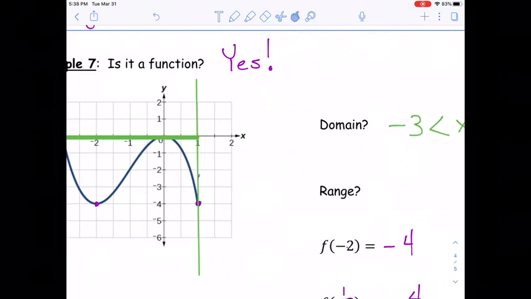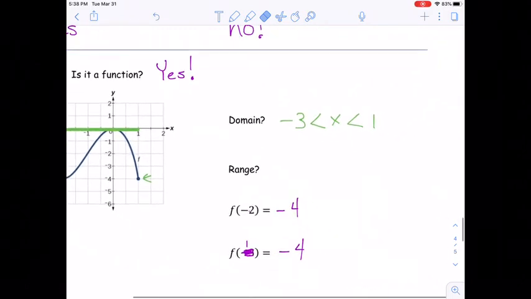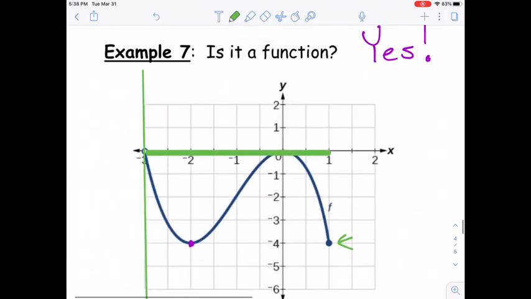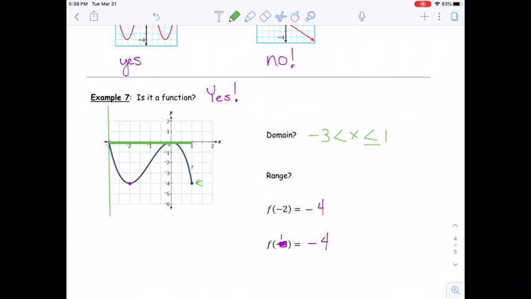As we look down here, it was a solid circle, and I can erase that so you can see that. So I need to put the equal sign on that to show that the 1 actually is included in my domain. If it is an open circle, like it was at the -3, don't put the equal sign under the less than. So domain is on the x-axis, range is on the y-axis.